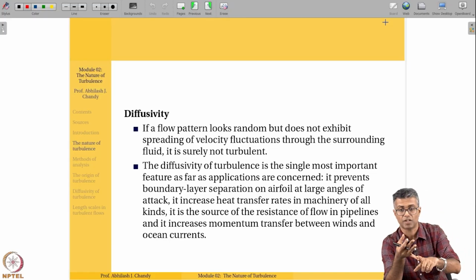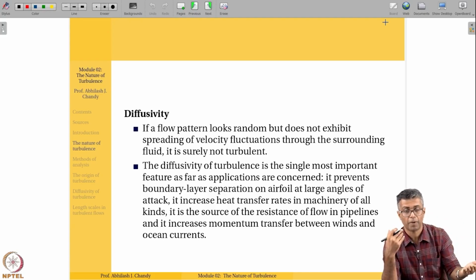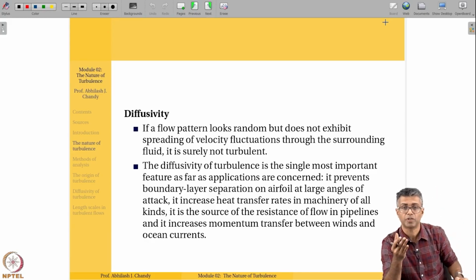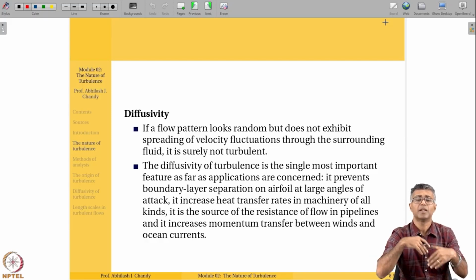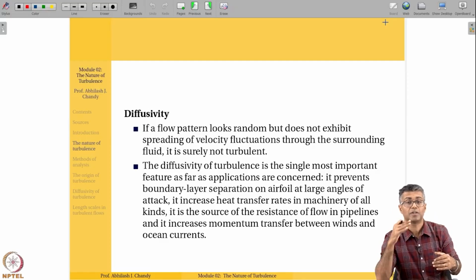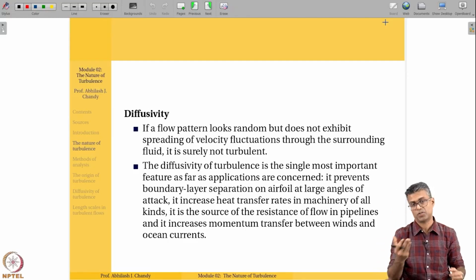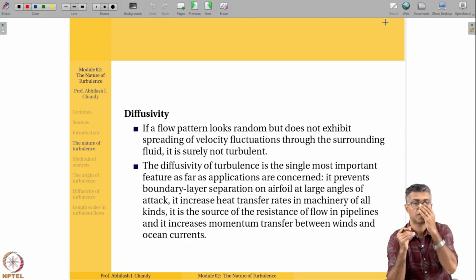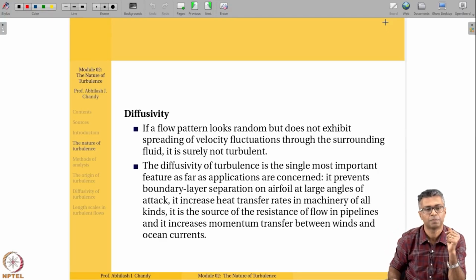It increases heat transfer rate in machinery. It is the source of resistance for flow in pipelines, and it increases momentum transfer between wind and ocean currents. So the smoke coming from a chimney, that again is an example where the momentum is transferred. And because the flow is turbulent, the momentum transfer is much faster. So that enhanced diffusion, that diffusivity is the single most important feature.